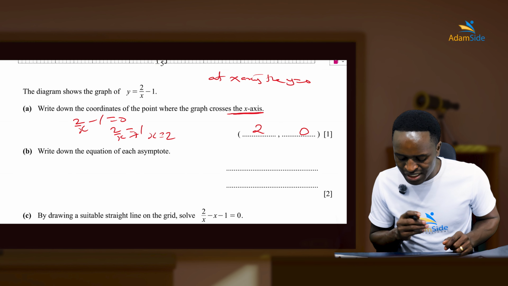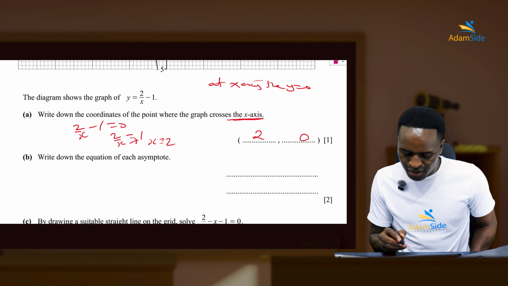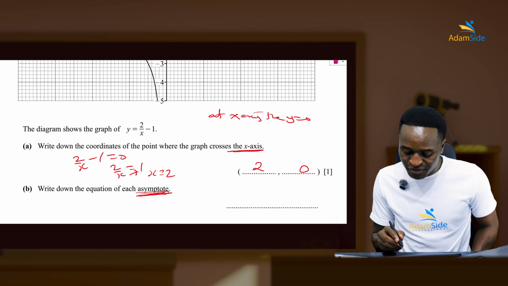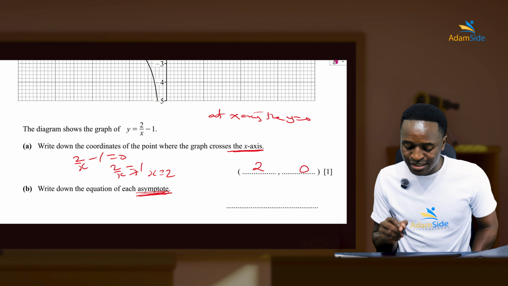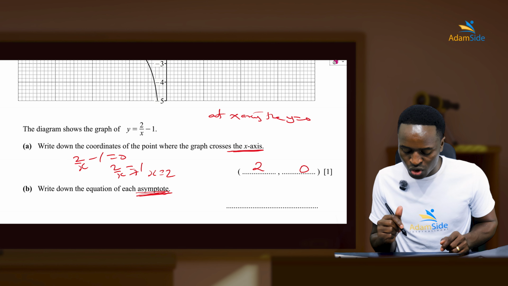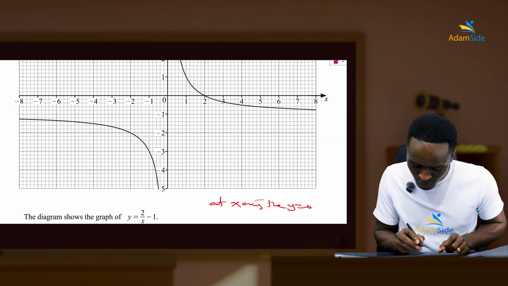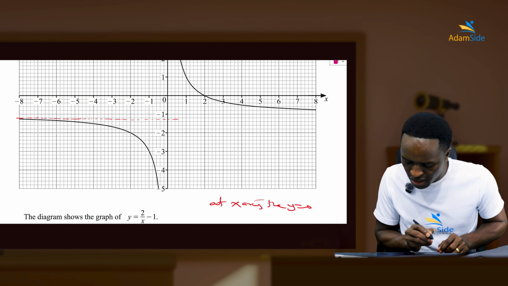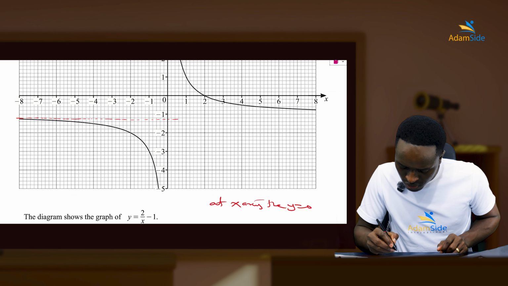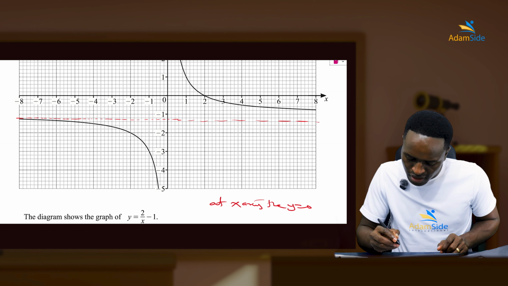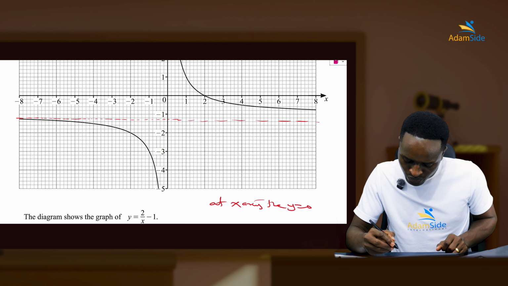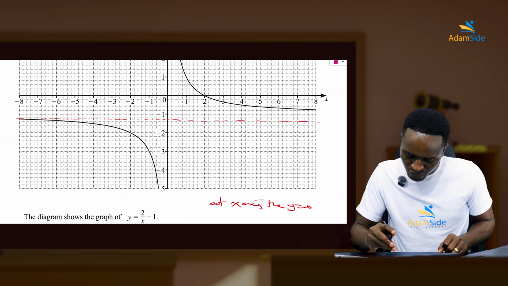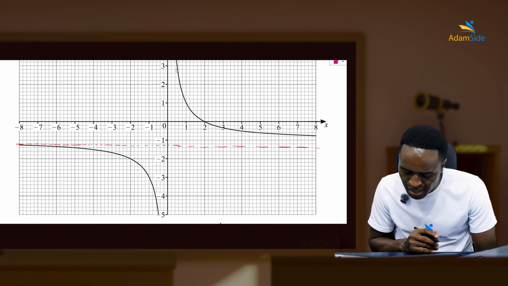Write down the equation of each asymptote. In this case, an asymptote is where the curve does not touch any of the intercept. So you can see here, we have the minimum point. We have that, and this is the first one. And then we can have our vertical asymptote for this one.